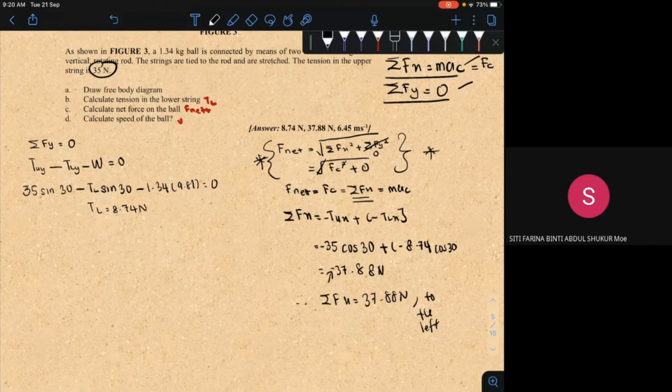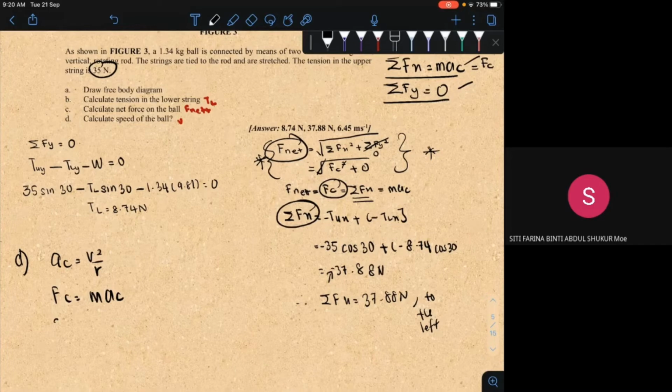Okay. Last question. It asks to calculate the speed of the ball. Speed of the ball here is the velocity, V. How you can find your V is AC is equals to V square over R. How can you get your AC is FC is equals to MAC. So to find your V, FC is this one. Total force here, which is equals to FC, which is your Fx.